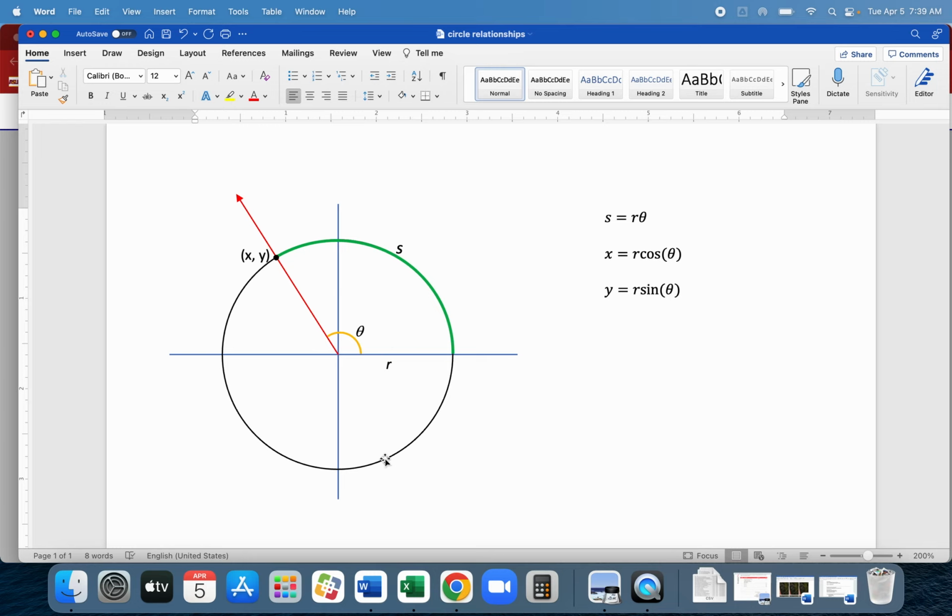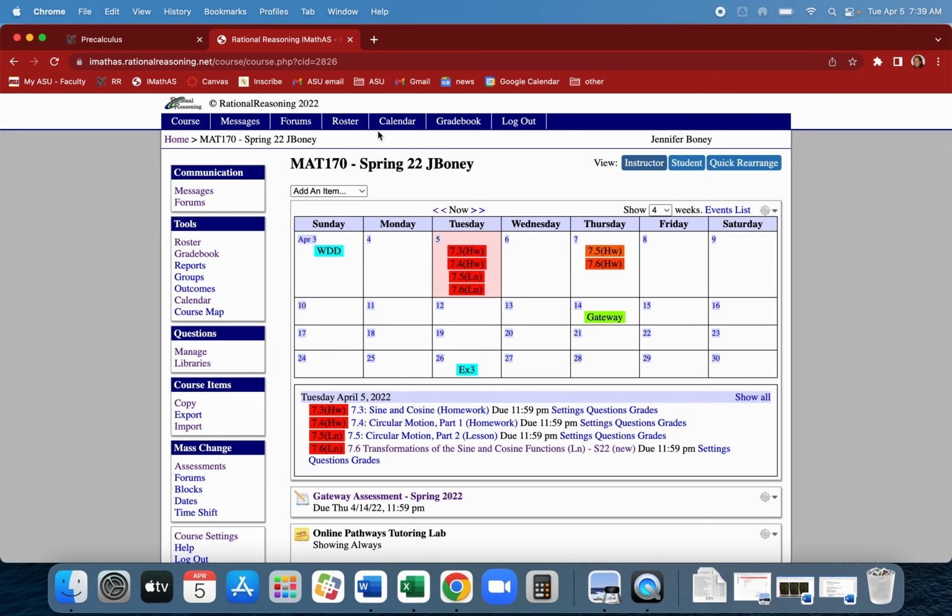So what I want to do today is actually go through lesson 7.4 with you, like the assignment that's in your iMath. Let's see if I can get to this without opening up weird stuff.